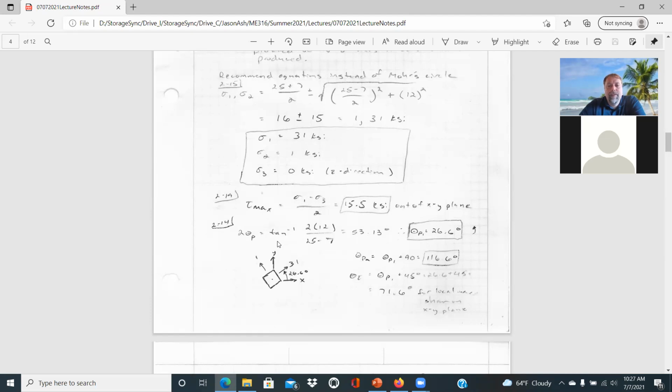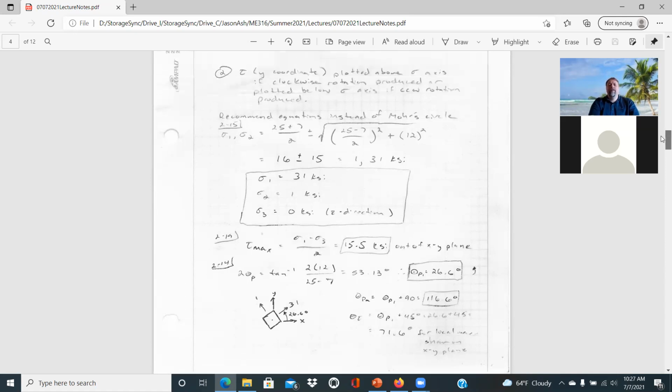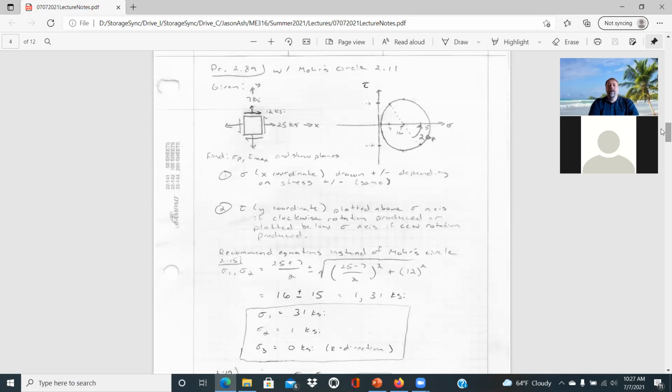And then 2 theta p is equal to inverse tangent of 2 times your tau xy divided by (sigma x minus sigma y), which will give us 53.13 degrees when we do the inverse tangent. And then we just have to divide that by 2 to find that your principal stress plane is 26.6 degrees counterclockwise.